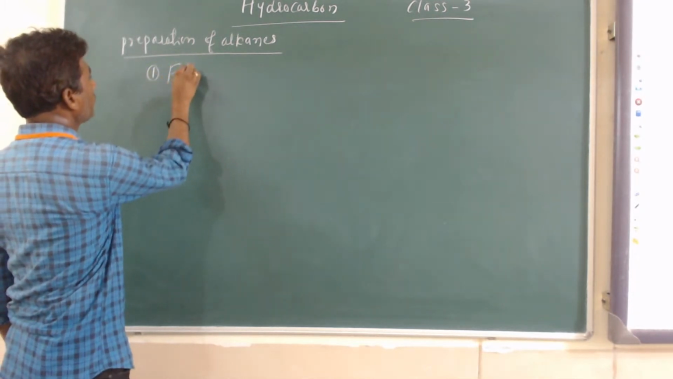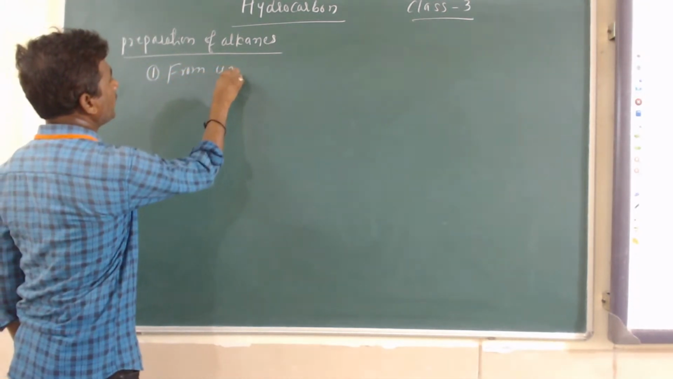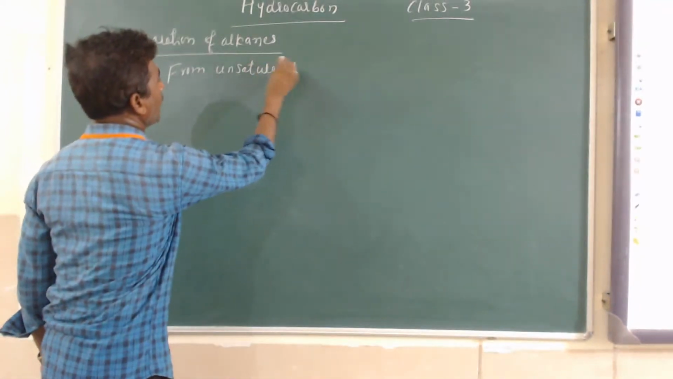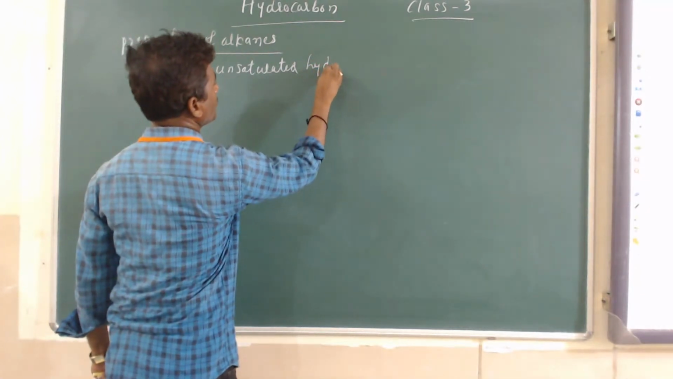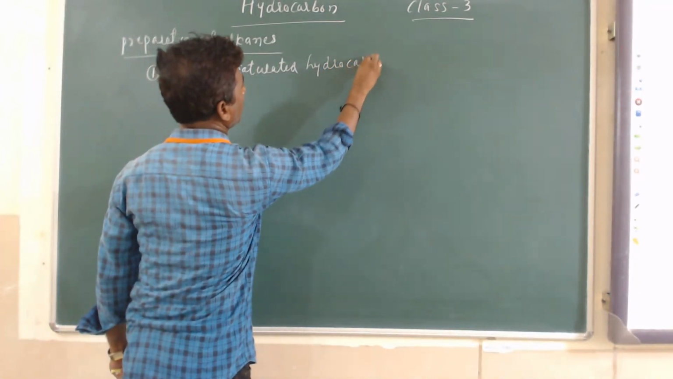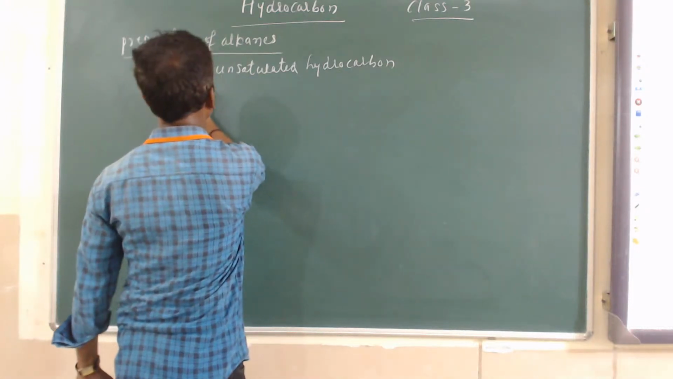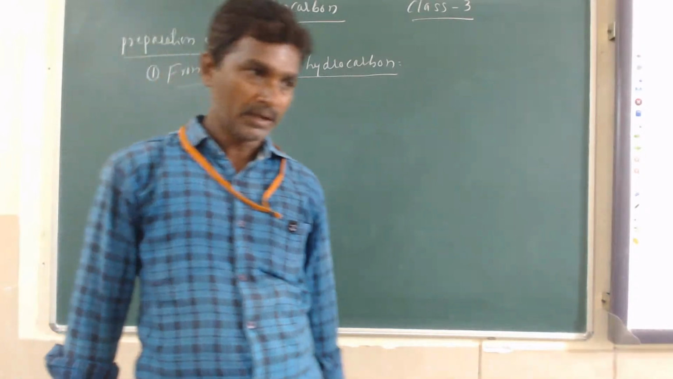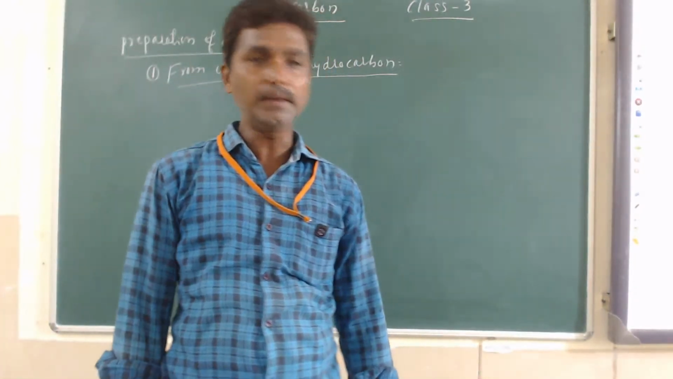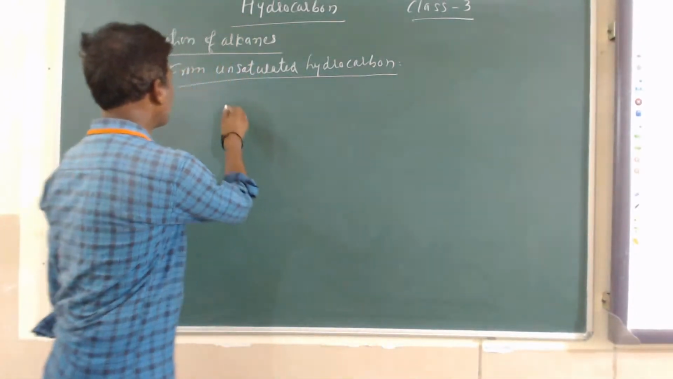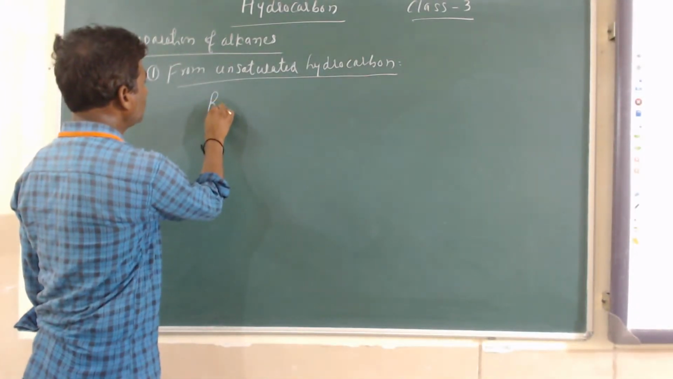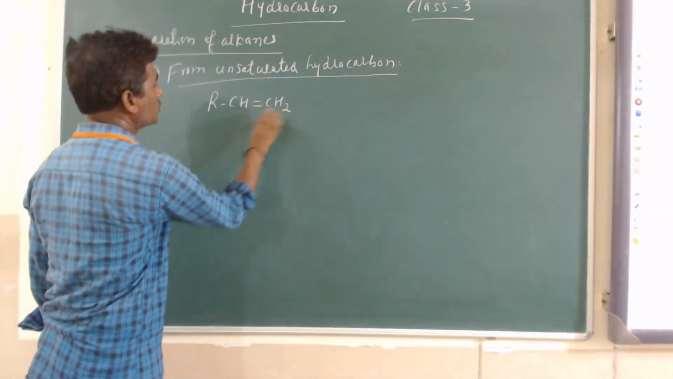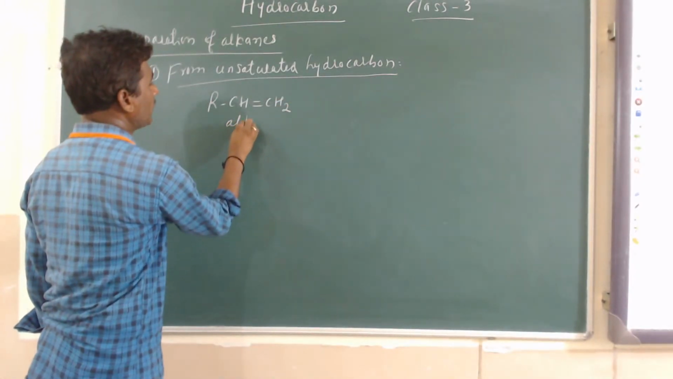from unsaturated hydrocarbon. The first method is from unsaturated hydrocarbon. Here I can write RCH=CH2. So this is the unsaturated hydrocarbon.